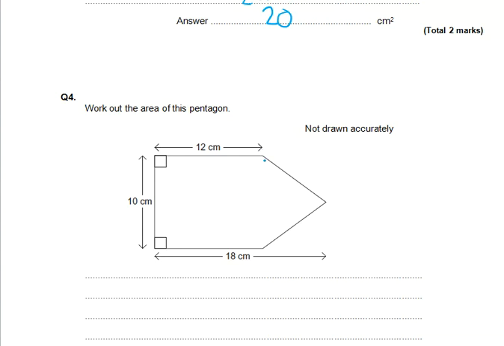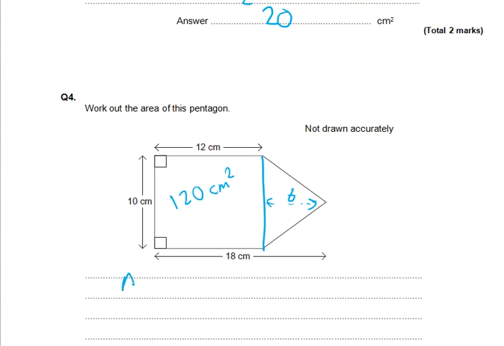When we end up with shapes like this, it's about looking for rectangles and triangles. If I draw a line down there, then I end up creating a triangle and a rectangle. 12 times 10 is 120 centimeters squared, so the area of the rectangle is 120. Because this is 18 and this is 12, this height must be 6 for the triangle, and we know that the width of it must be 10.